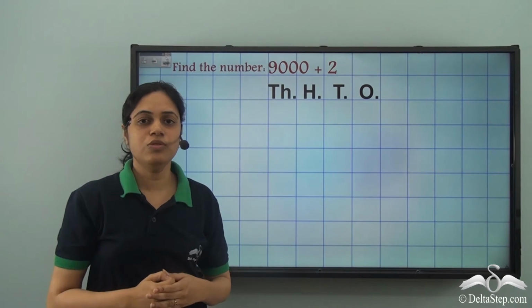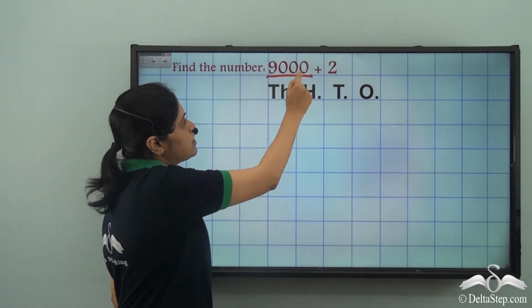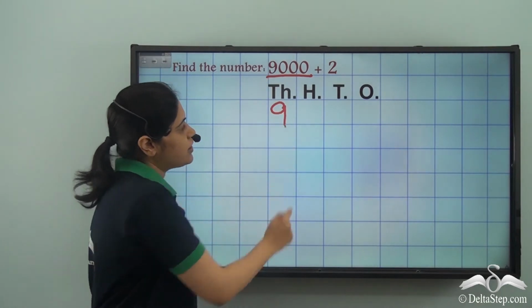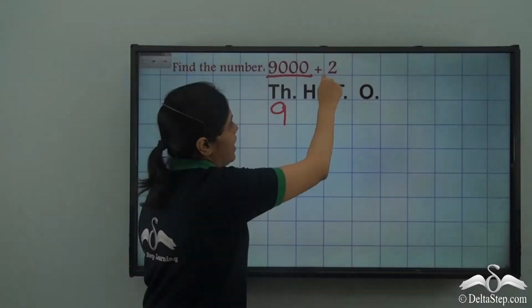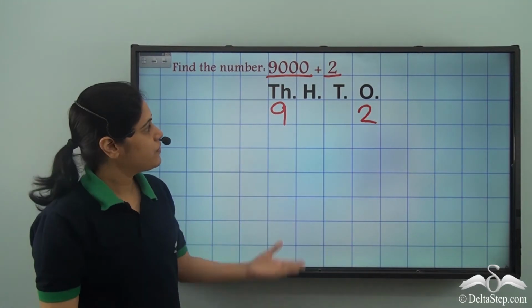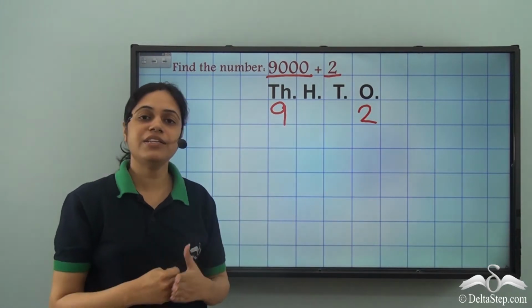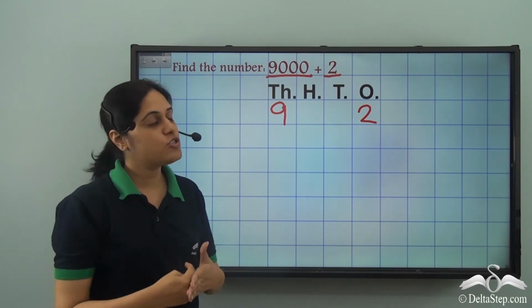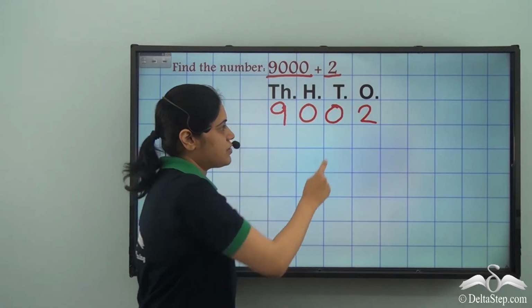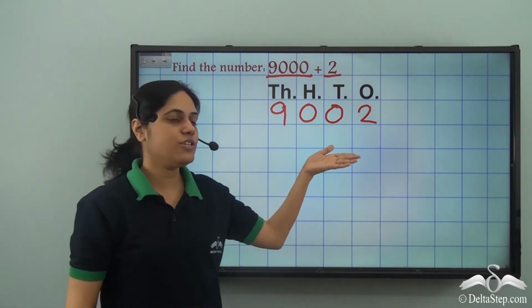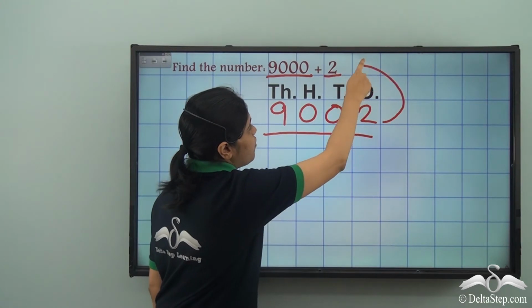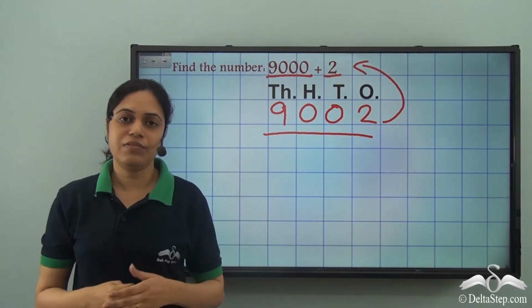9000 plus 2. So how many thousands? 9000. So 9 will be there in thousands place. I have a 2 here. So 2 will be there in ones place. And hundreds and tens digits are blank. So there are 0 hundreds and 0 tens. So this is 9002. This is my number whose expanded form is given.